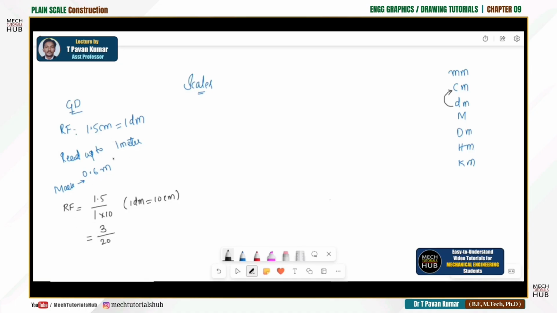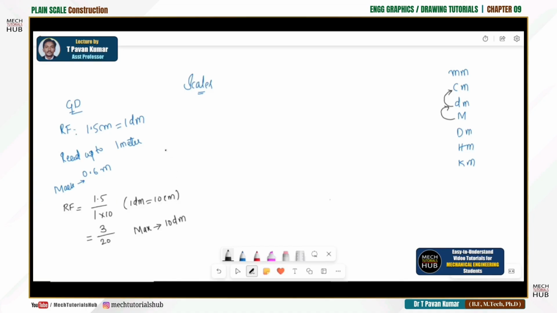So what is the maximum length or read up to distance given? 1 meter. Read up to distance is 1 meter. So here 1 meter is my maximum distance. I'll calculate something like this. 1 meter is equal to 10 decimeters and 100 centimeters. So 1 meter is equal to 10 decimeters. Decimeters can't be measured with the scale I am using. Scale can measure millimeters and centimeters. So I'll try to convert those decimeters also into centimeters. That I do in my next conversion.